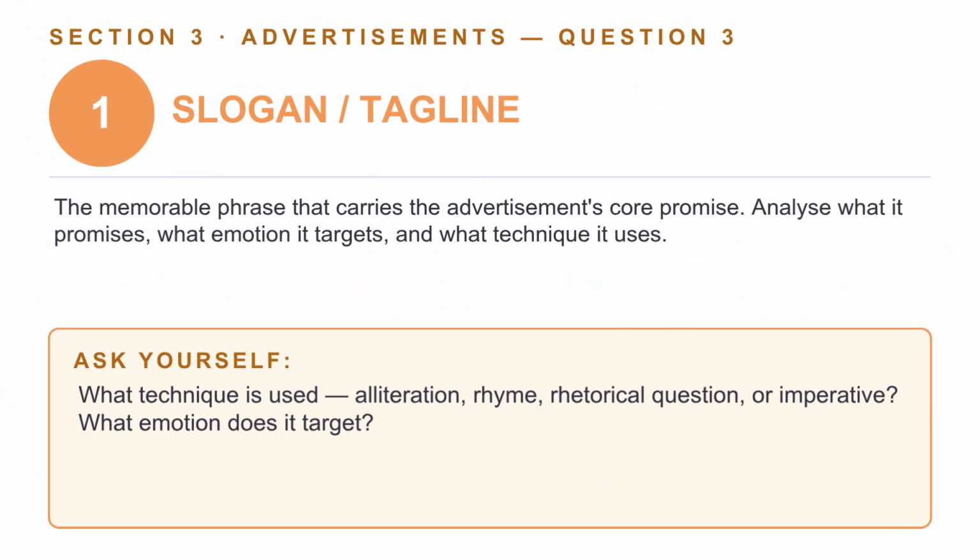Element number 1, the slogan or tagline. This is the memorable phrase that carries the advertisement's core promise. When you analyze a slogan, ask these 3 questions. First, what does it promise or offer? Second, what emotion or desire does it target in the reader? Third, what language technique does it use to achieve that?